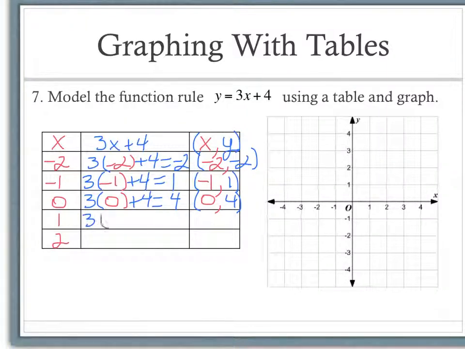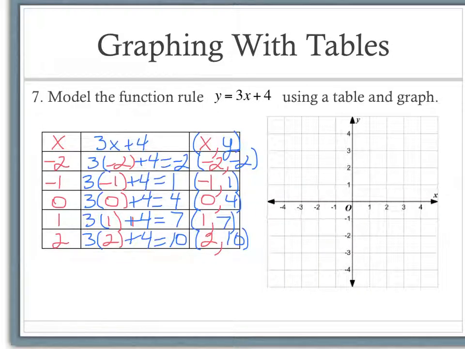We have 3 times 1 plus 4, we get 7. So ordered pair 1, comma, 7. And finally 3 times 2 plus 4, we get 10. So our last ordered pair will be 2, comma, 10.